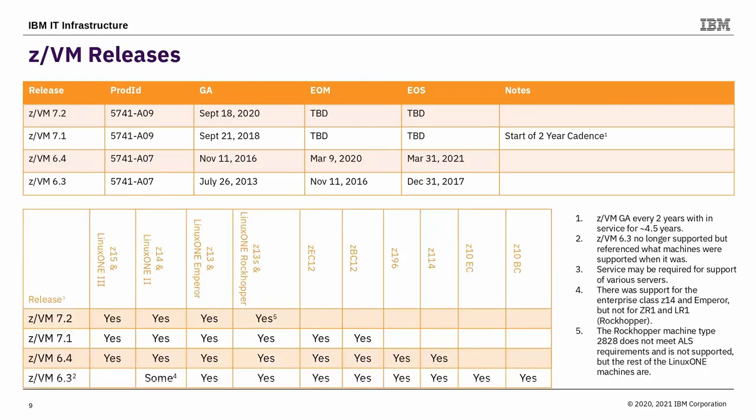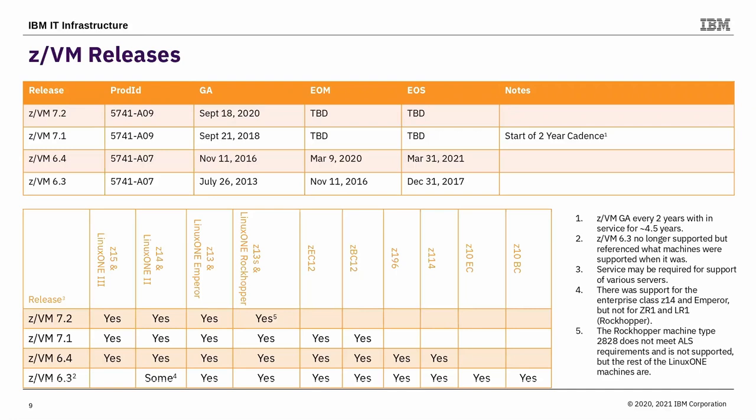And here's the table of compatibility. One of the main things you can see there is the new architectural level set for 7.2, so it's Z13 generation and up only. And there's an explicit comment there that the 2828, in other words the ZBC12, which is the latest of the previous generation, does not meet the ALS requirements, so it is not supported.